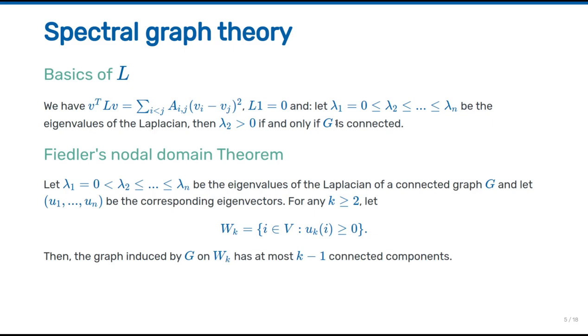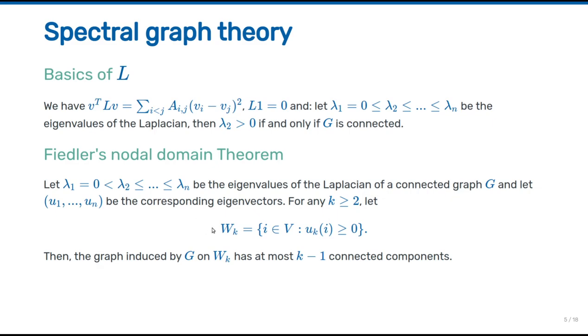So let's consider a connected graph from now on. You have 0, the first eigenvalue associated to the constant eigenvector, then lambda 2, which is strictly positive, and you order all the eigenvalues in increasing order. Then u1, ..., un will always be the associated eigenvectors, normalized: the first for eigenvalue 0, the second for lambda 2, and so on.